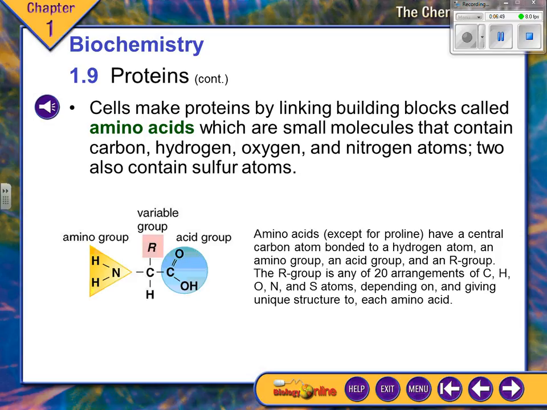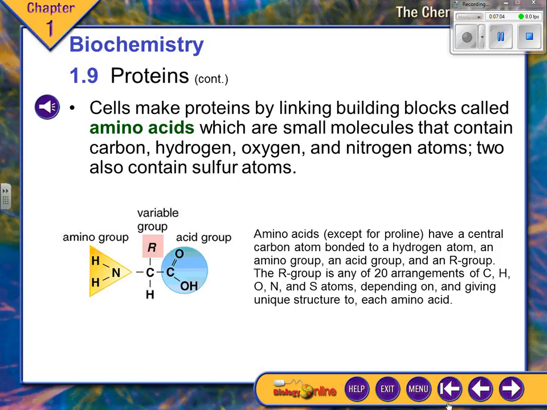Amino acids. You've got to start memorizing that right now. It is a theme that we will have all year long. So the building blocks of proteins are what again? Amino acids. There's 20 different ones. They look very, very similar to each other.